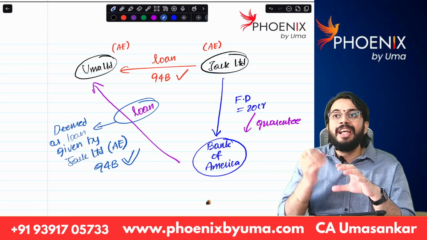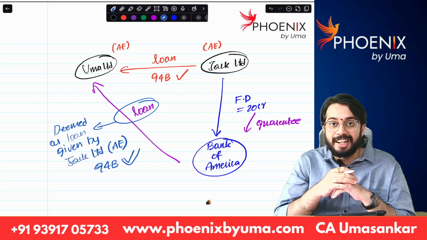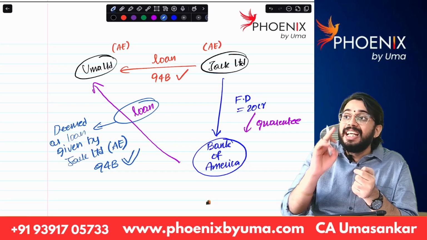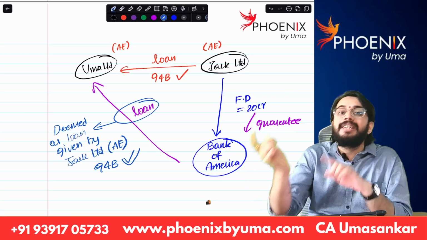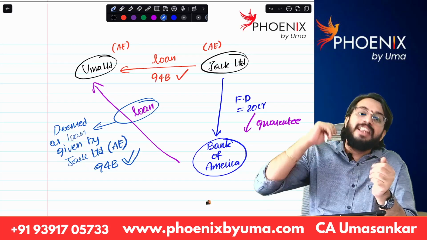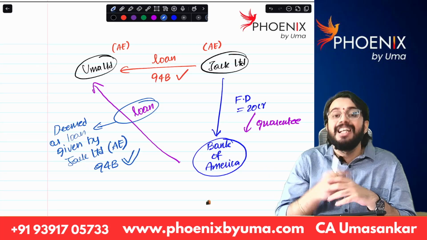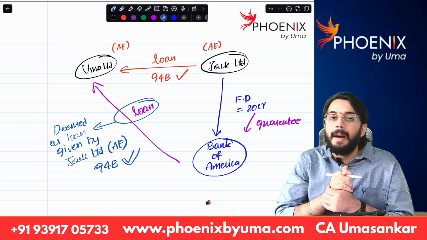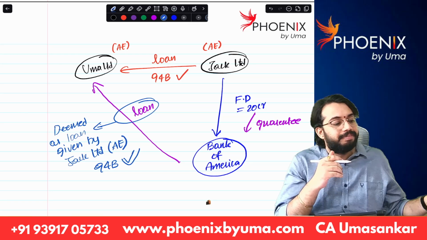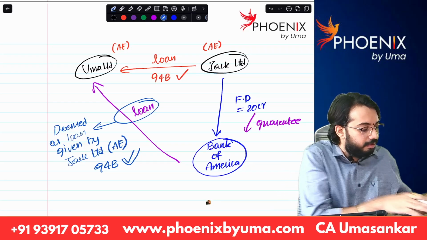So not only loan given directly by associated enterprise, if associated enterprise gives a security, gives guarantee to third person and third person gives loan to Uma Limited, even in that case also it will be deemed as loan given by associated enterprise and section 94B gets applicable. Are you able to understand? Next.